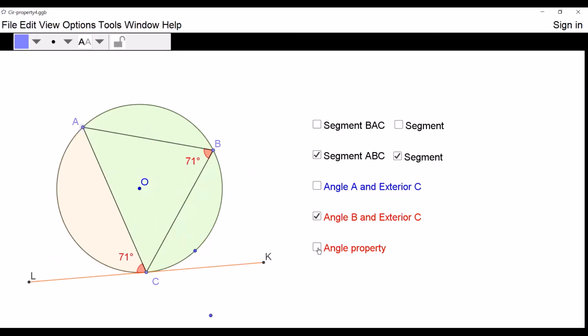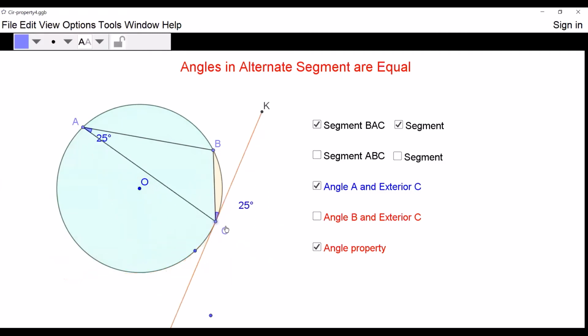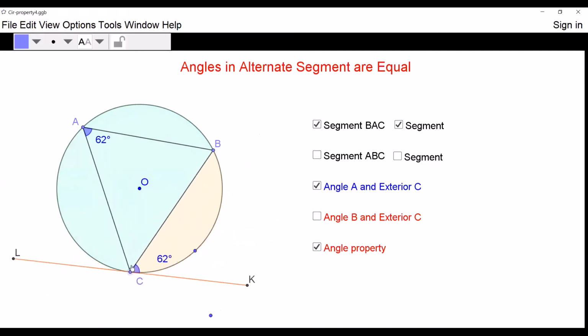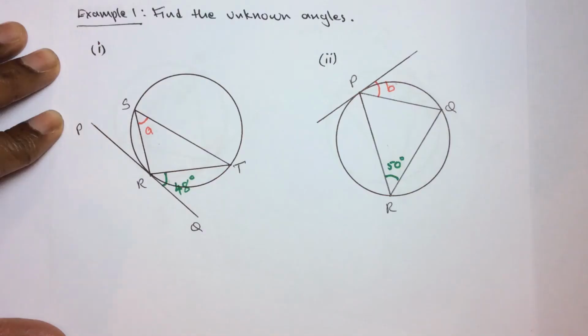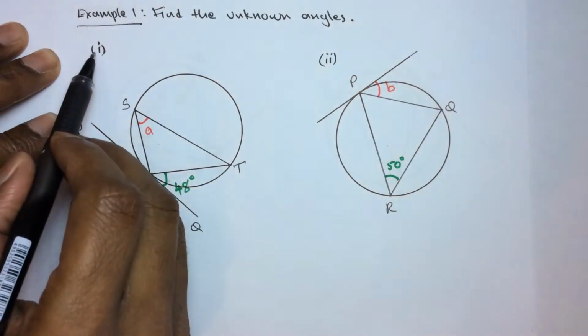So what is the angle property? Angles in alternate segment are equal. You can see they are equal. So we will now apply this property in some problems. Example 1. Find the unknown angles. Part 1.